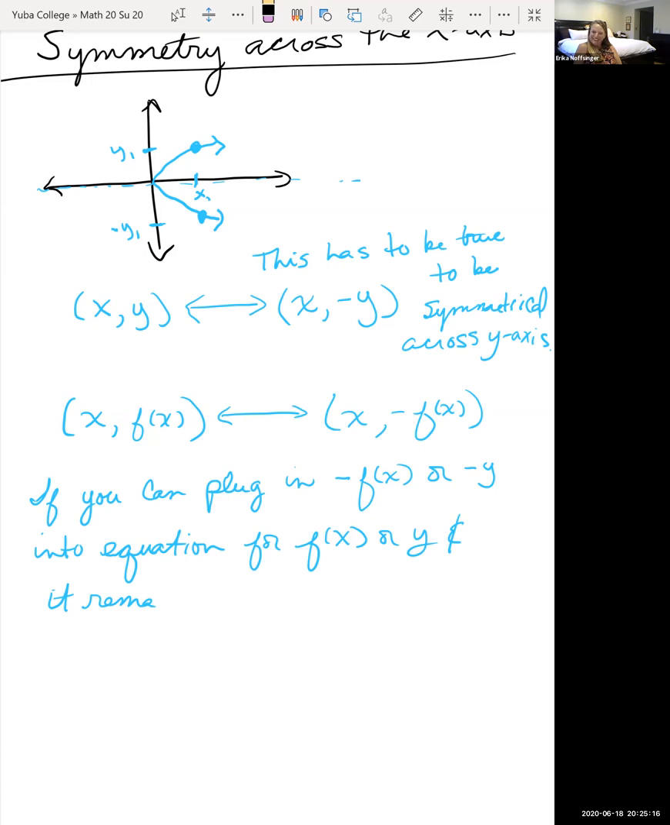Sorry. Got a little sidetracked there. So if you can plug in negative f of x or negative y into an equation for f of x or y, and it remains unchanged, then the graph is symmetrical across the x-axis.